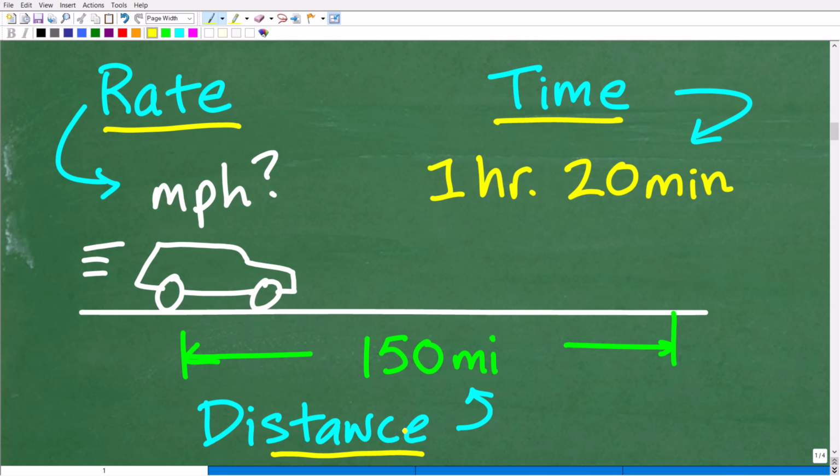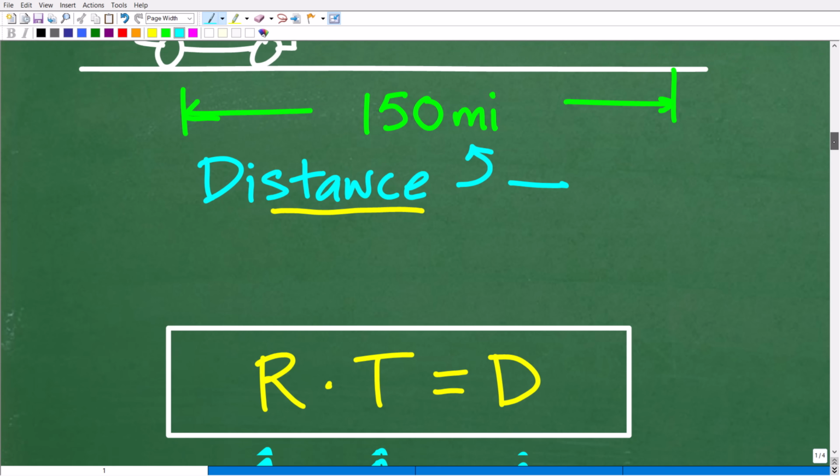These are the variables that are in our problem, right? Of course, we're looking for miles per hour, which is the speed or the rate of the vehicle, but we have time and we have distance. So how do these three things relate? Well, let me go ahead and show you that right now.